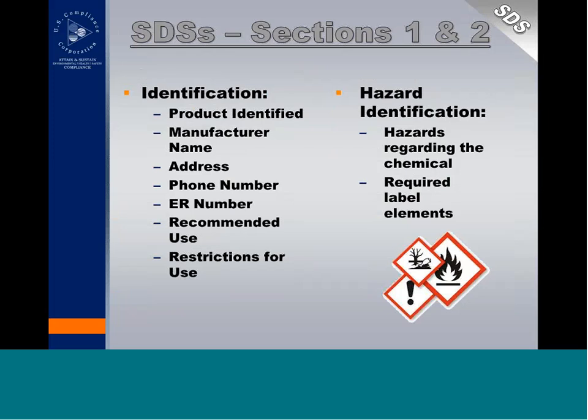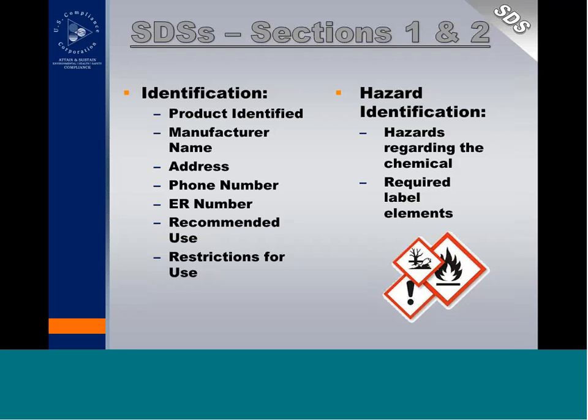So let's go through the different sections and see exactly what they're going to contain. Section 1 is identification. It's going to list the same product identifiers that you find on your chemical container label. It will list the manufacturer, address of the manufacturer, contact information from the manufacturer, number to call in the event of an emergency related to that chemical, what it is designed to be used for, and what it should not be used for.